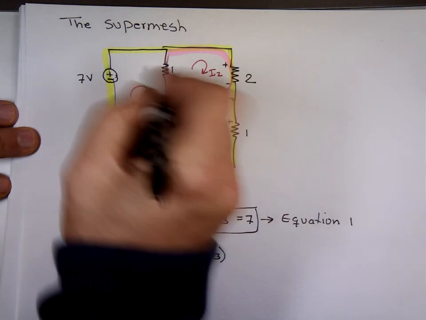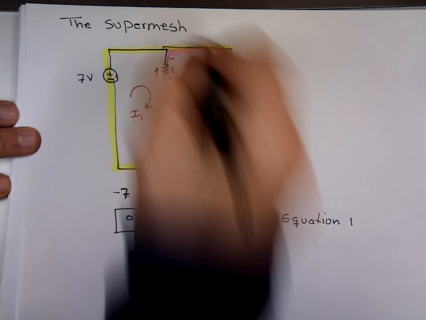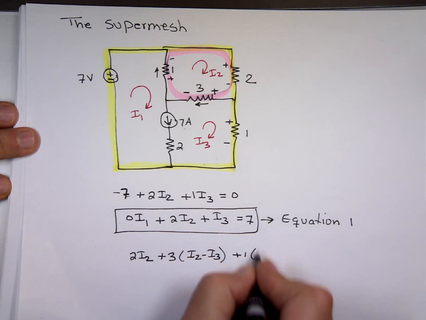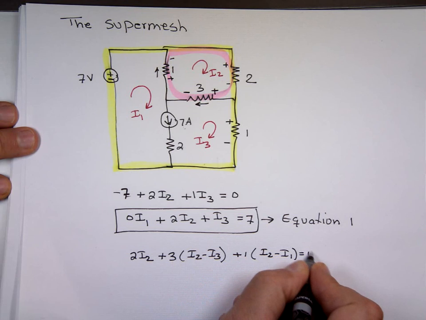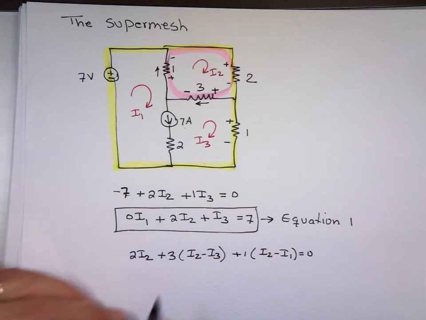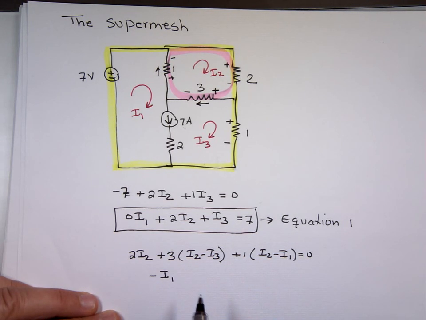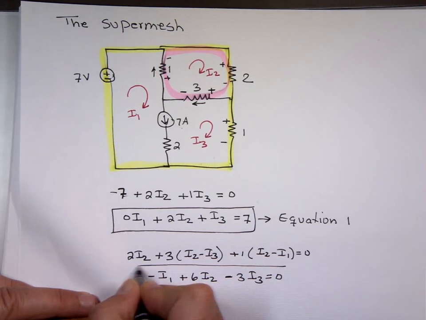Keep traveling, plus to minus. I'm going upward. Notice I'm traveling this way. So plus 1 times, what's the current pushing upward? I sub 2 minus I sub 1. Clean that one. We have negative I sub 1. 3 and 2 and 1 is 6 I sub 2, minus 3 I sub 3 is equal to 0. That's equation number 2.